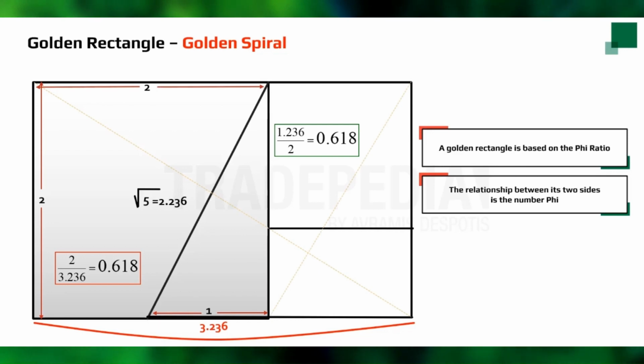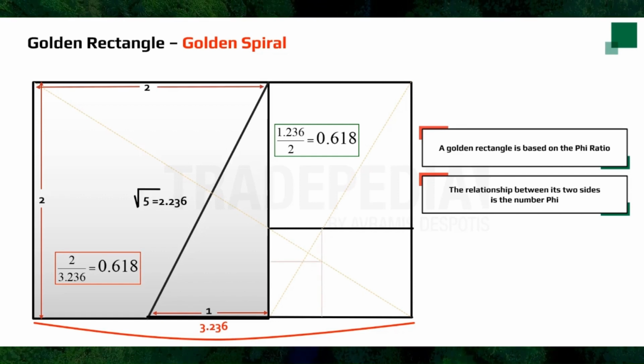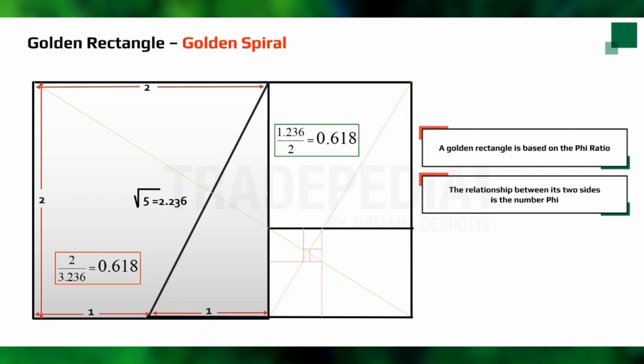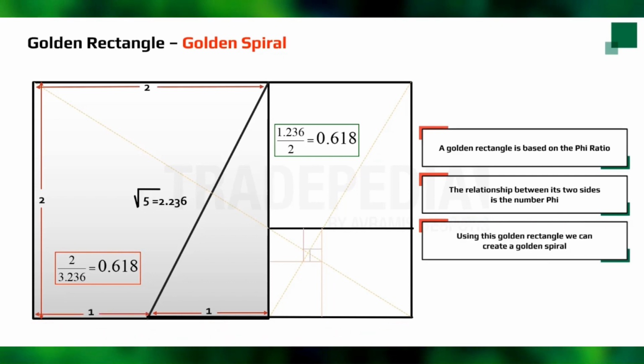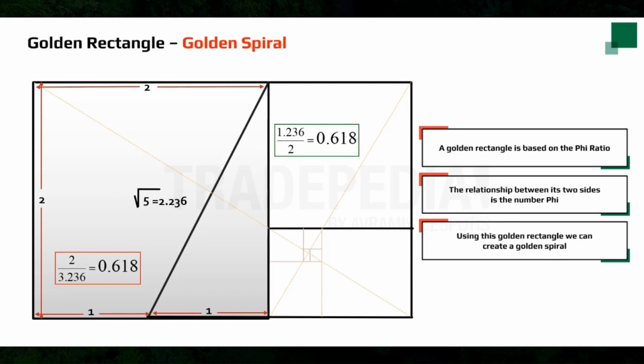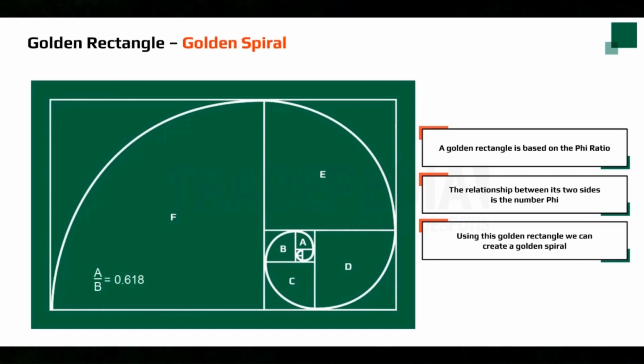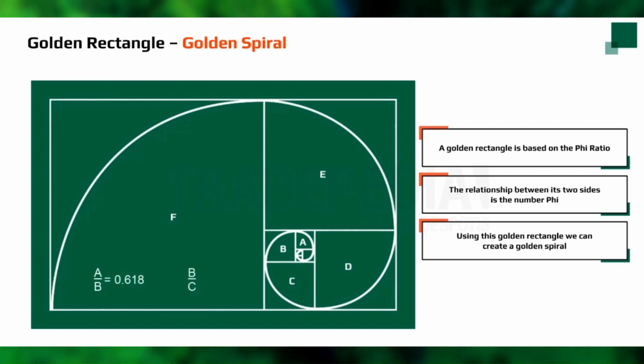Now we could draw another diagonal, and where it crosses the line, we will have another golden rectangle. And we can continue doing this forever, always creating a golden rectangle after a golden rectangle. Using this golden rectangle, we can create a golden spiral. A golden spiral moves by the number phi every quarter turn. That means A over B is equal to 0.618, B over C is equal to 0.618, and so on.